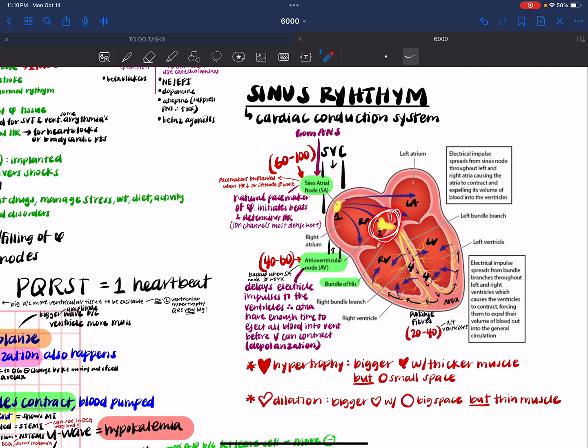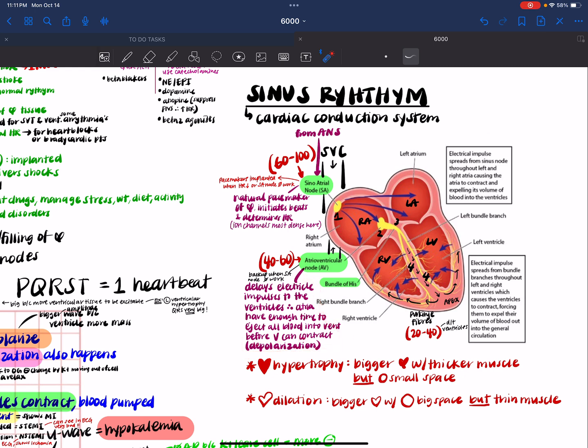Then it goes to the AV node, the atrioventricular node, which has a heart rate of 40 to 60. It's a backup when the SA node isn't working. It delays electrical impulses to the ventricles, so the atria have enough time to eject all the blood into the ventricles before the ventricles contract.